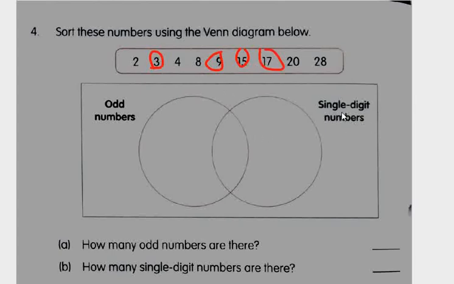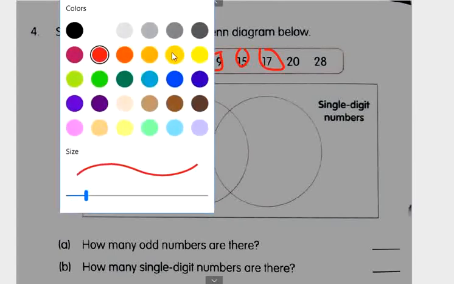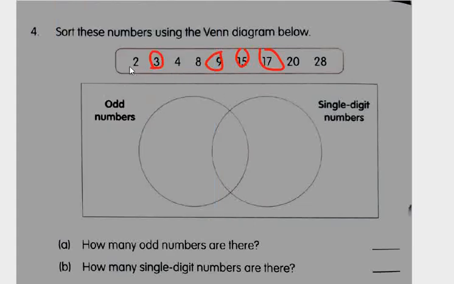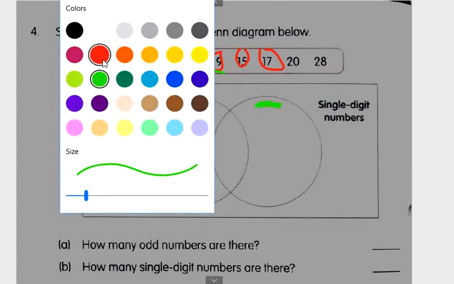And which ones are single digit? Which ones are single digit numbers? Let's mark it with green, single digit. Okay, we have this one, this one. Alright, so the green one has to be here, the red one has to be here.